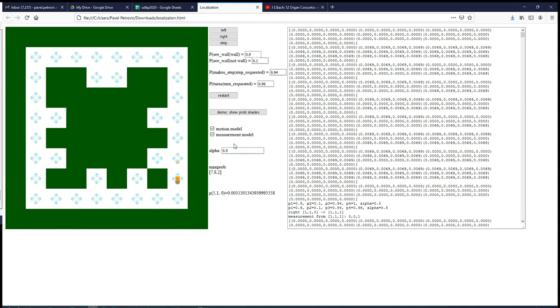Let's include the measurement model. After each step, it will also detect the location around, so to the front and to the left and to the right. And it will use these three Bayesian formulas to update where it is. Well, restart, okay? Restart, I'm here. So let's make our favorite route.